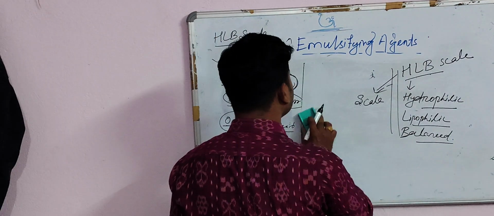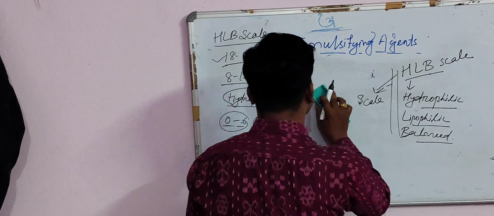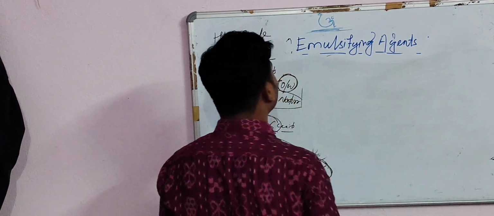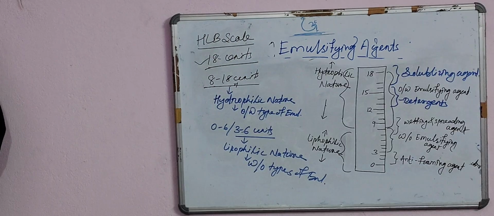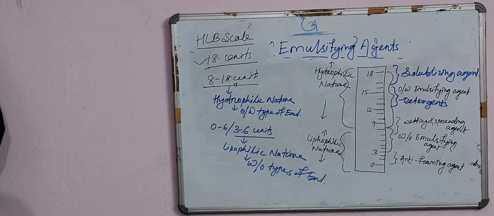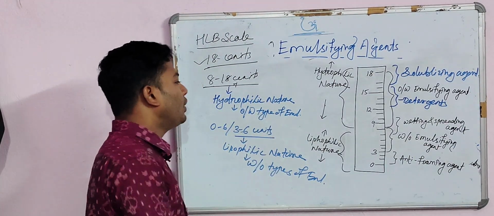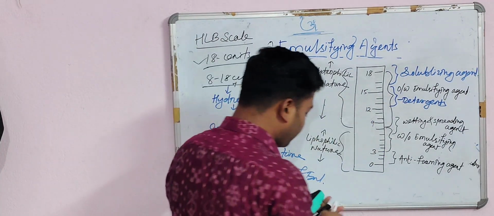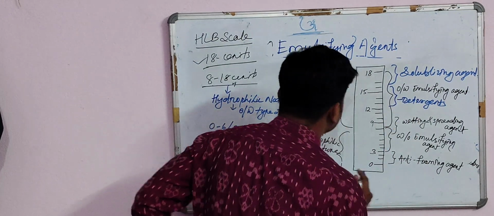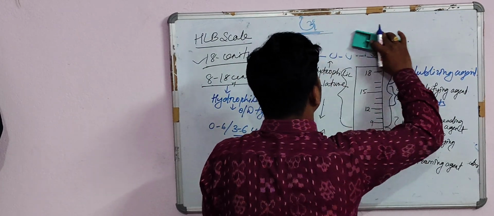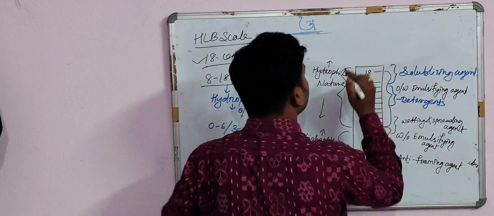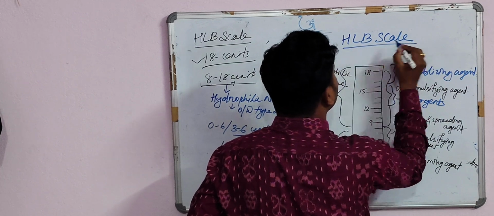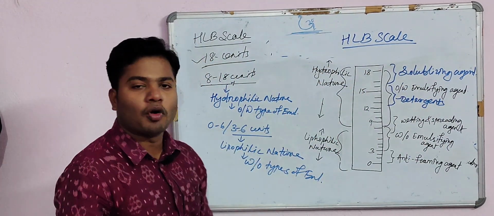So let's see again the clear diagram of HLB scale. So that is the schematic diagram of HLB scale.